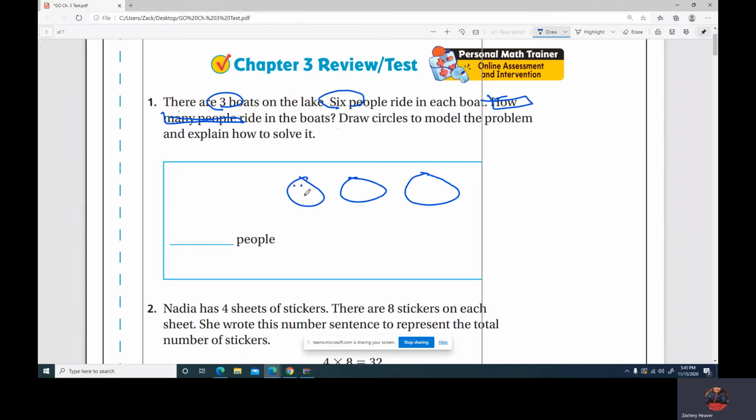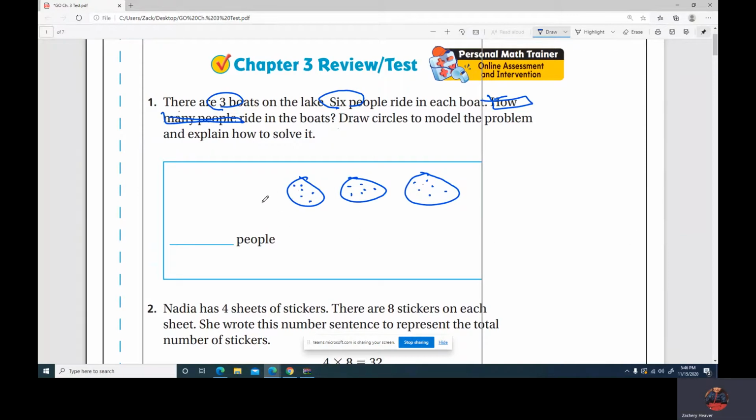So 1, 2, 3, 4, 5, 6. 1, 2, 3, 4, 5, 6. 1, 2, 3, 4, 5, 6. Let me see if I can. The sensitivity on this is pretty high. It moves around real fast.